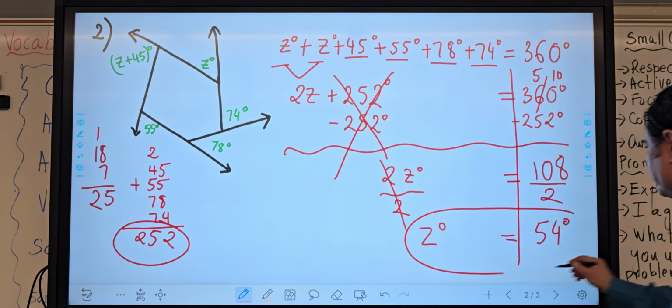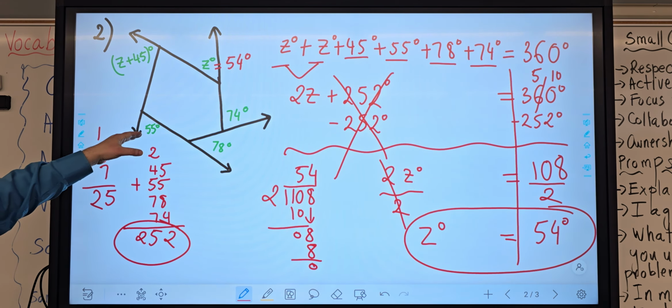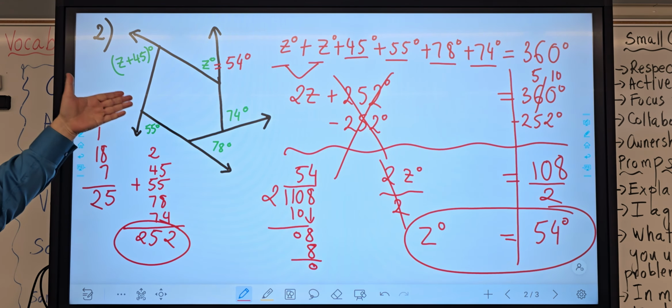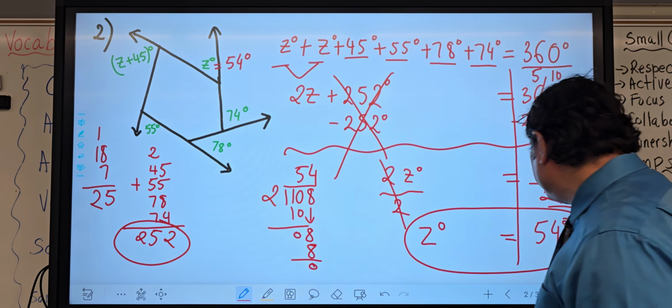54 degrees. That's it. Z equals 54 degrees, right? And let's divide here. 108 divided by 2. 2 going to 10 5 times. 10. Bring down the 8 4 times. Okay? 54 degrees. And if this is 54, this angle will be 54 plus 45. And then this is 55, 78, and 74. And again, if we add all of these angles together, we should again get 360 degrees.